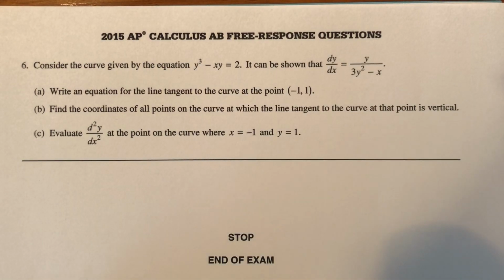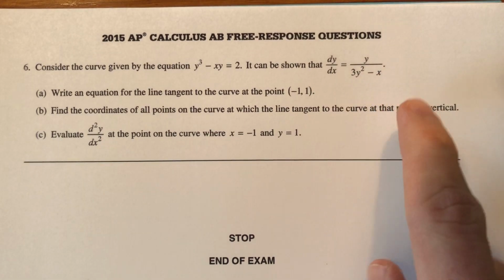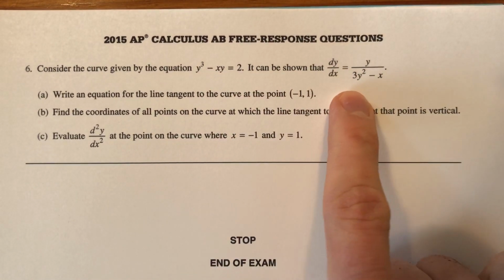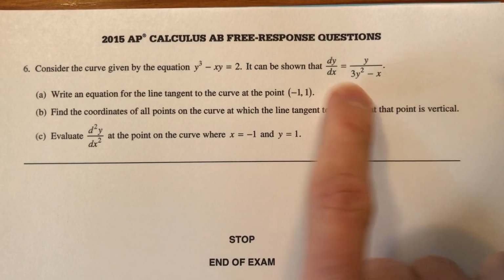Well, let's consider the curve given by that equation. It can be shown that the derivative is this. That would involve implicit differentiation to go from here to here. They did it for you, so you don't have to do it. Lucky you. Great.